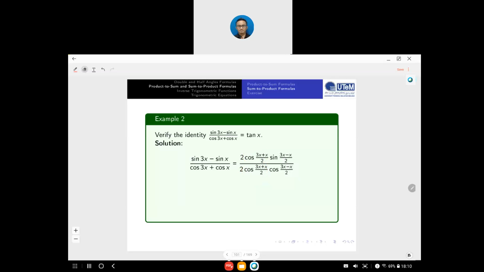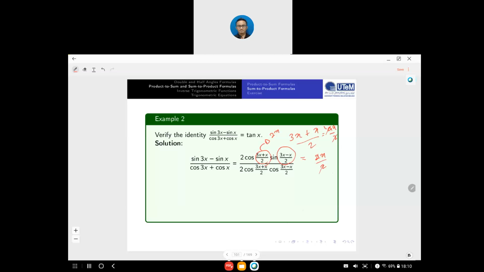Before we simplify that one first, kalau kita tengok the angle here, 3x plus x over 2. So 3x plus x equal to 4x over 2. So this one becomes 2x. So this one also same thing. So this one becomes 2x. Okay, yang ni pula 3x minus x over 2 becomes 2x over 2. So this one becomes x.